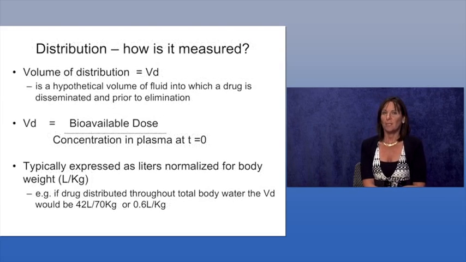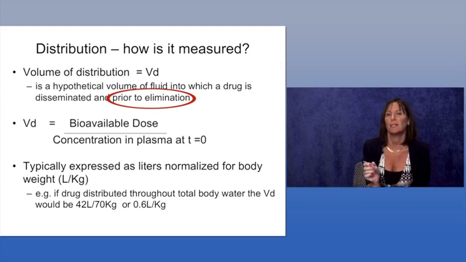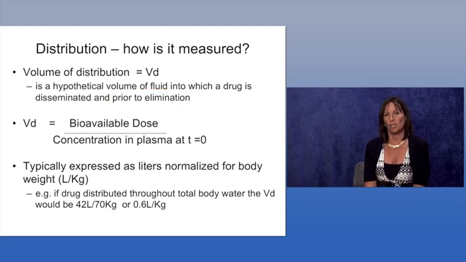So we're going to talk a little bit of math here, but not too much. How is distribution measured? Well, we use the term volume of distribution, or VD for short. The definition of volume of distribution is a hypothetical volume of fluid into which a drug is disseminated prior to elimination. Why do we use the word hypothetical? Well, the reason is the following. As soon as a drug hits the systemic circulation, elimination begins. So this part of the sentence, prior to elimination, is actually difficult to measure and difficult to imagine because distribution and elimination are occurring concurrently. So for accuracy's sake, we say a hypothetical volume of fluid into which a drug is disseminated prior to metabolism.